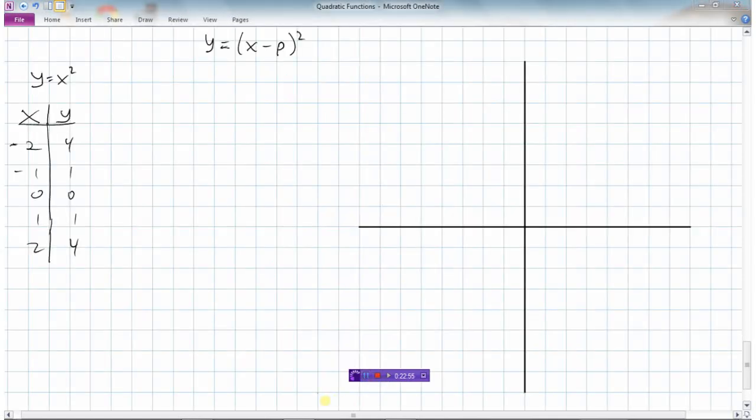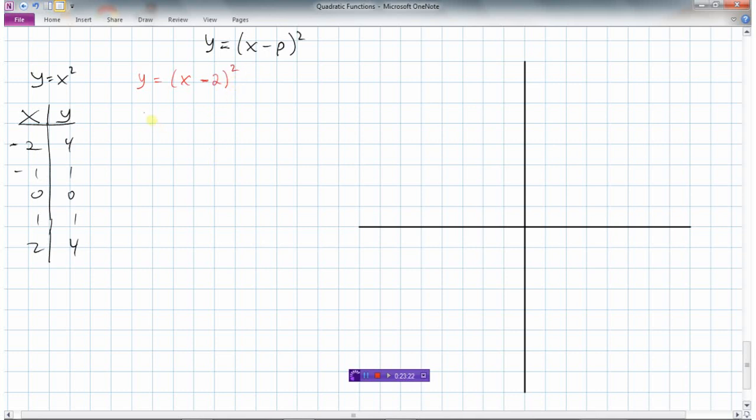Now we have one last transformation that we can do to a function, and that is, what if we change the x value? What if we add or subtract something to the x value before we square it? So let's say, now usually we use the letter p to represent that change. So what if I make p 2? So we have x minus 2 squared.